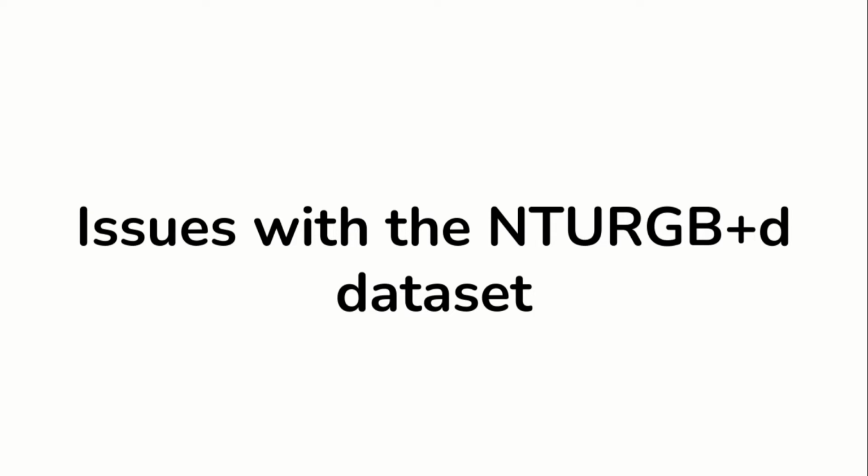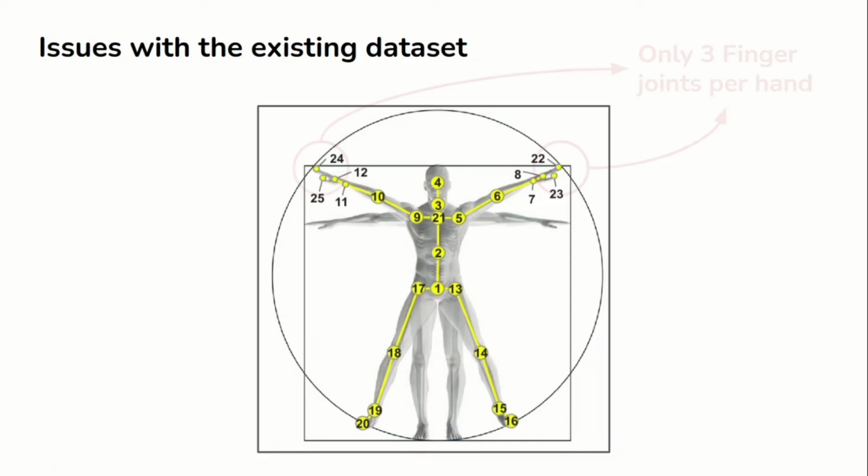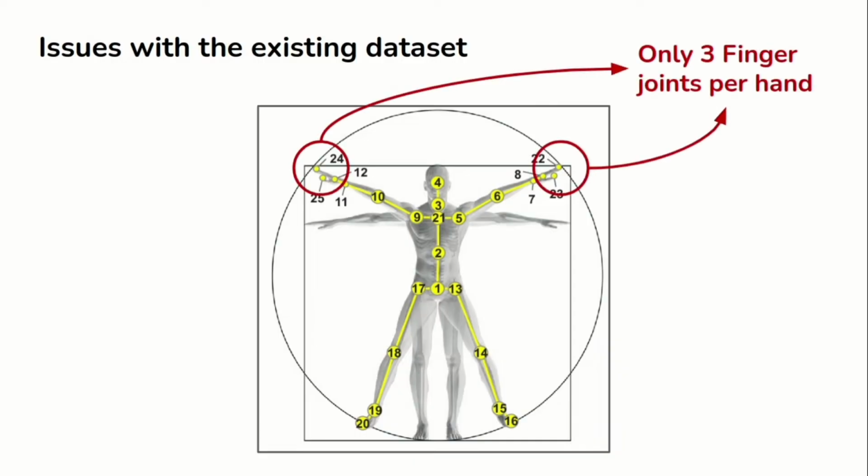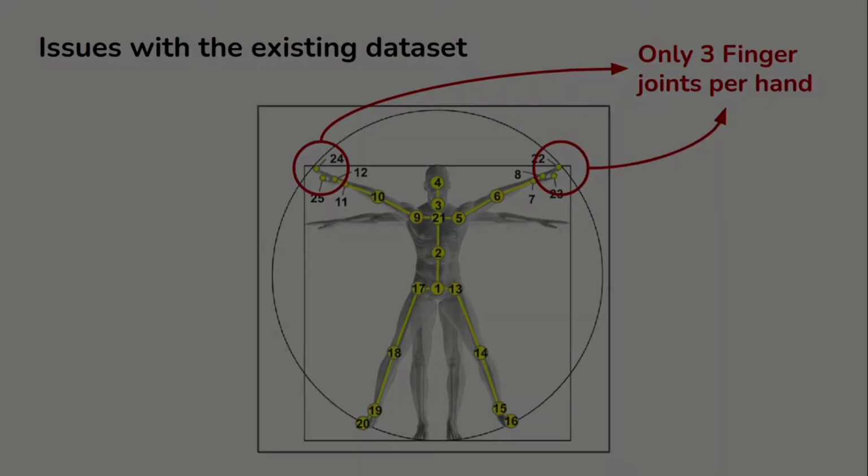Even though widely used, the existing NTU datasets suffer from some major inherent issues. As shown, the skeleton provided in this dataset contains only 3 finger joints per hand. This causes a great issue when we are dealing with actions involving subtle finger level movements.